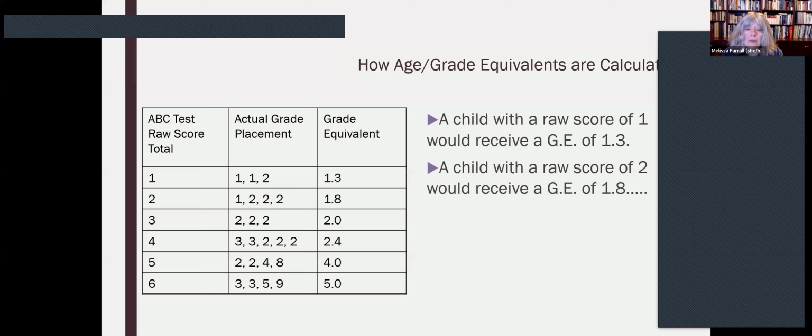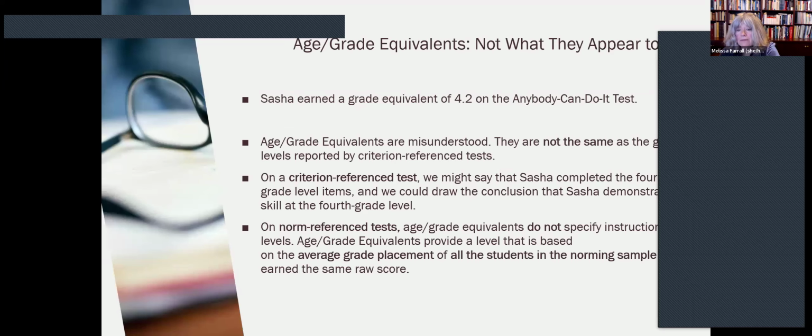Every once in a while, I have parents who insist they want them in a report. And I might put them in, but then I have this huge footnote that I've written that talks about how people are not getting what they think. These don't refer to actual grade level performance. And then I go back to my language here: it provides a level that's based on the average grade placement of all the students in the norming sample who earn the same raw score. And the norming sample can be from pre-K all the way up into college.